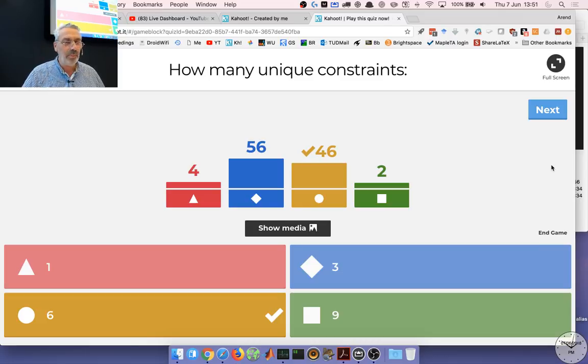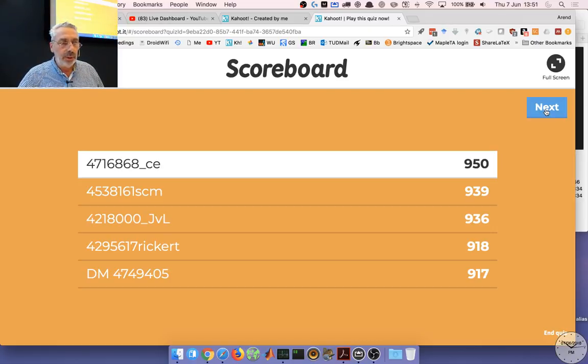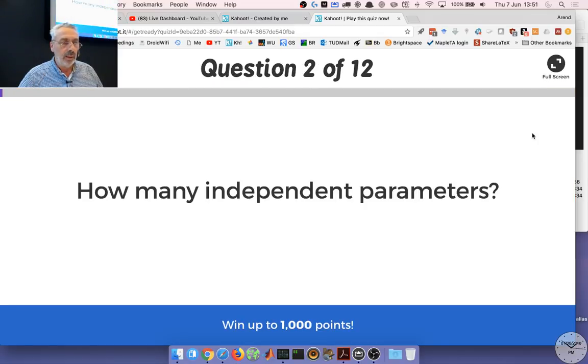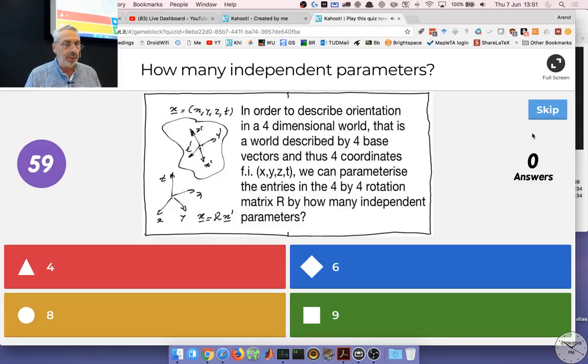Okay, I'm a bit surprised that the majority has a wrong answer. That means you still have to do some reading somewhere. Okay, next question. How many independent parameters are there in a 4-dimensional space? This is really higher mathematics, huh?